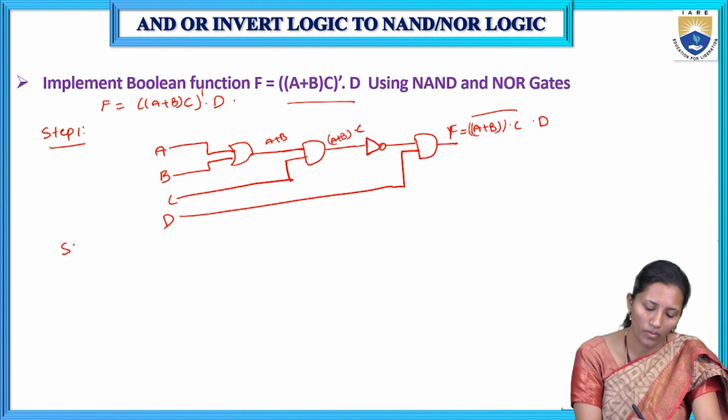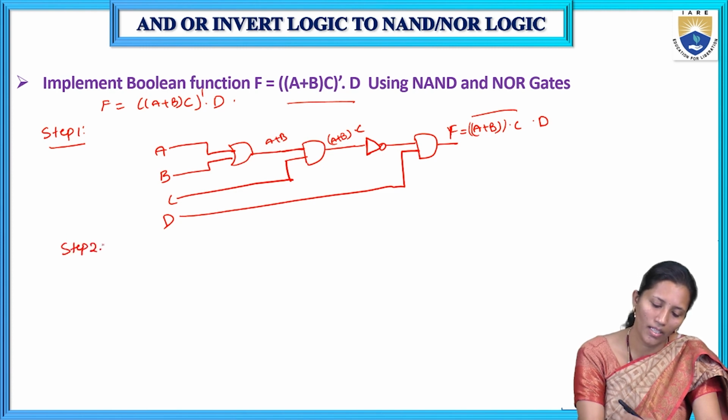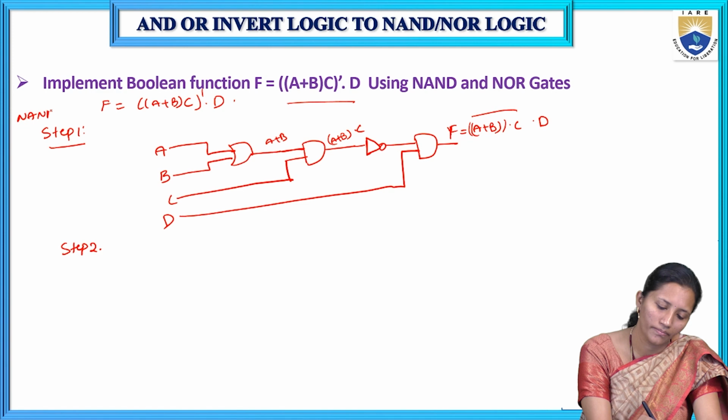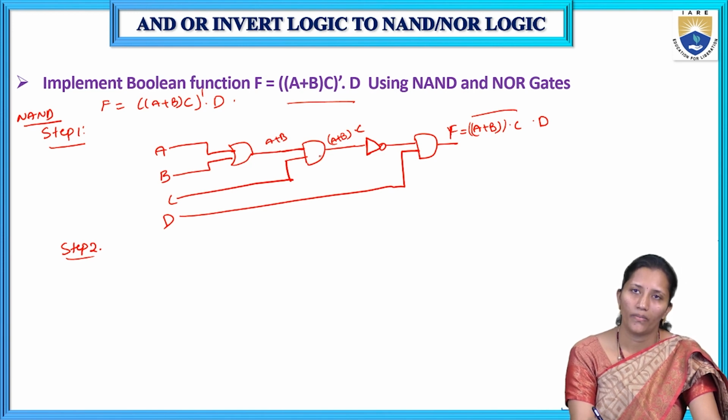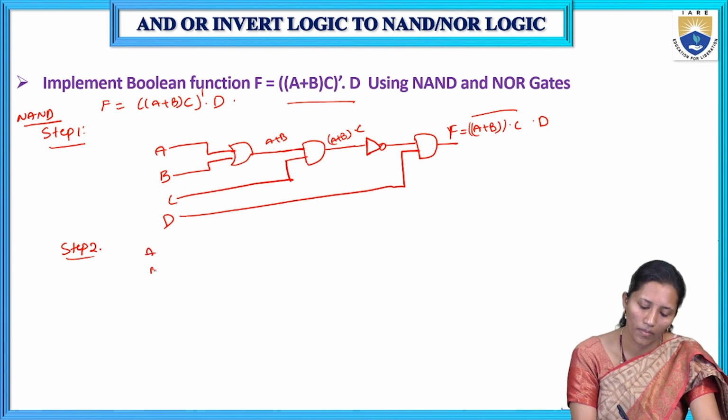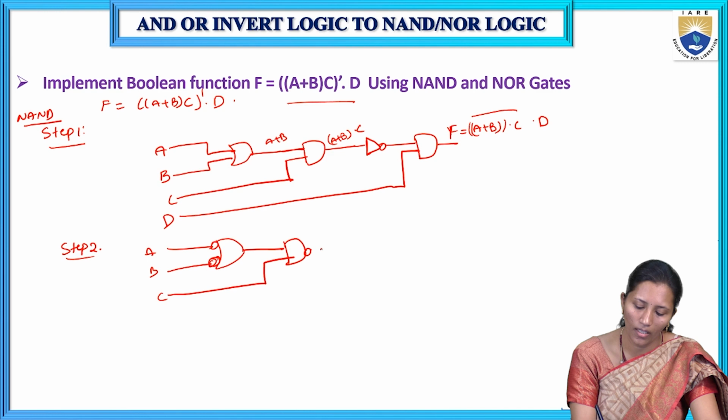So in step 2, first we will see NAND realization. In NAND realization, what do we have to do in step 2? We have to add bubbles at the output of the AND gate and the input of the OR gate. So here A, B, the OR gate, we have to add bubbles at the input side. For the AND gate, we have to add a bubble at the output side.